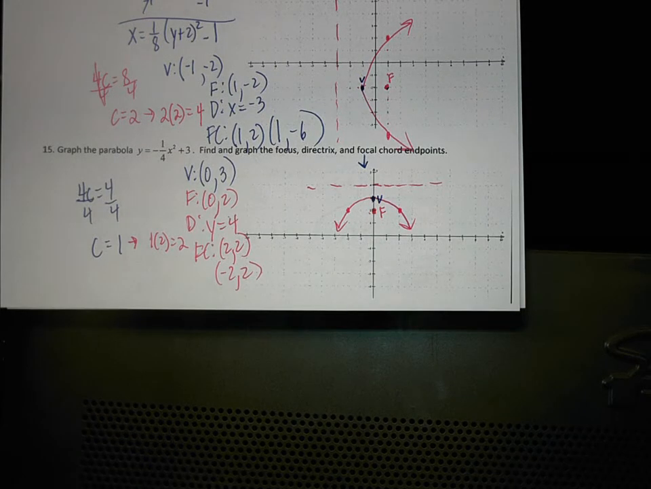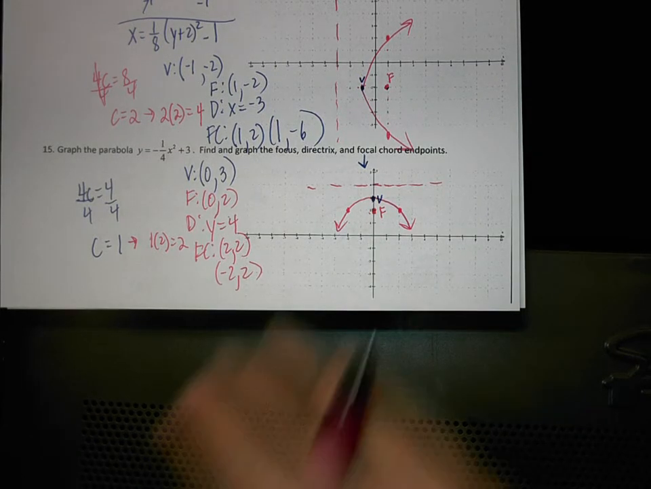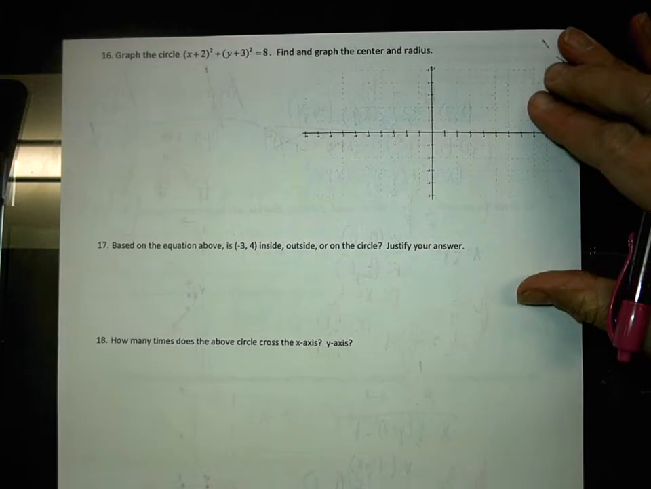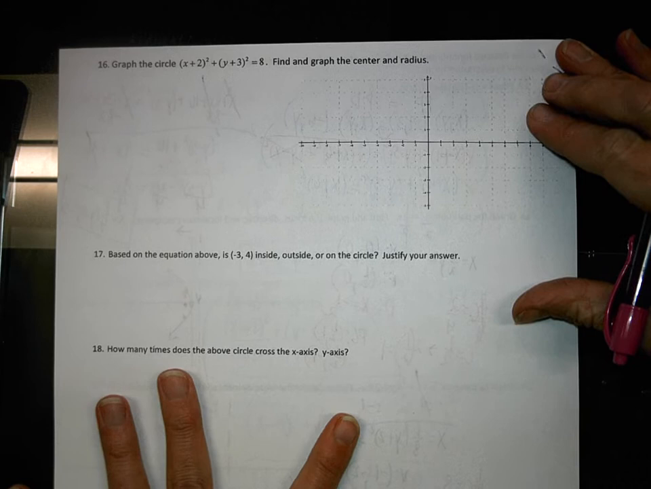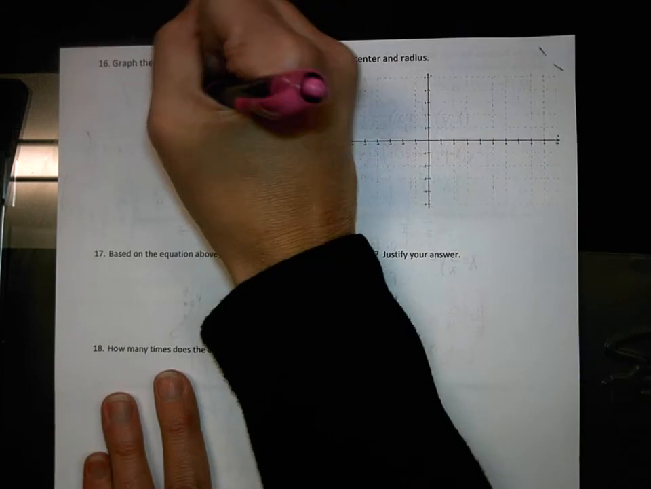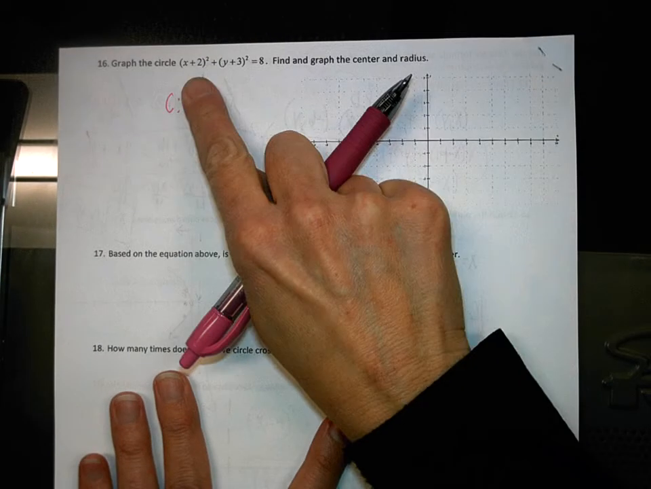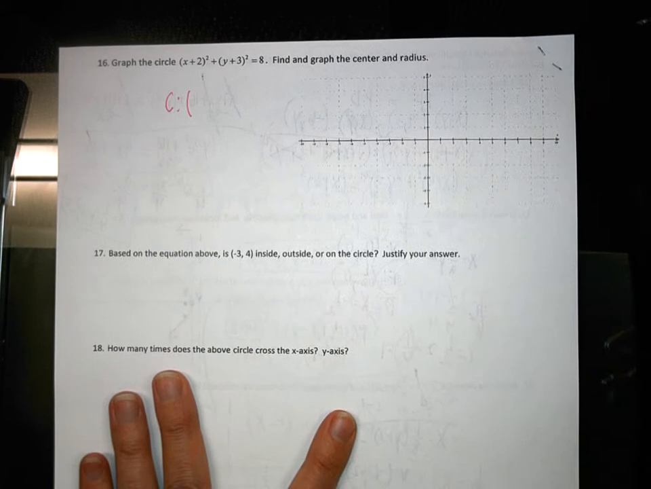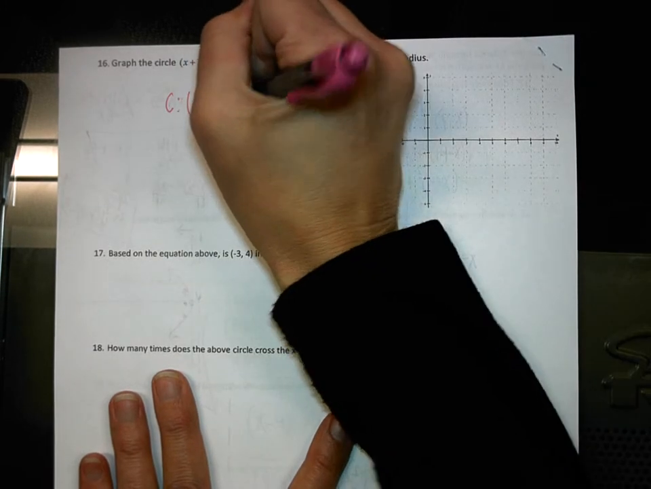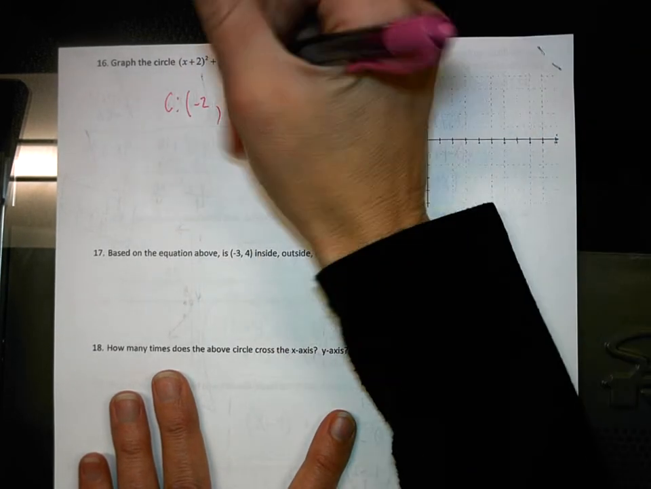Okay, moving on. We're going to go to number 16 where we want to graph a circle. This circle is already put in the equation for us. We are going to start by finding the center in order to graph it. x plus 2 equals 0, we find that x equals -2. y plus 3 equals 0, we find that y equals -3.